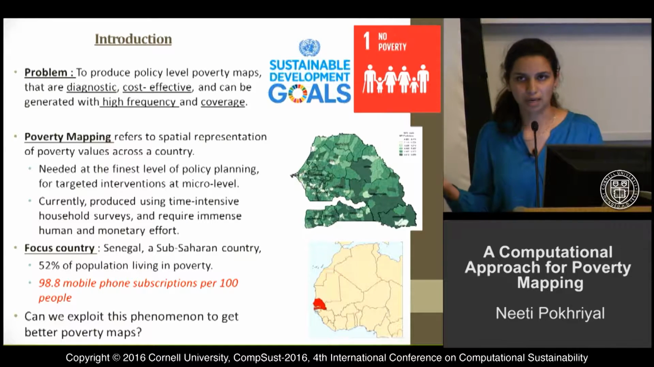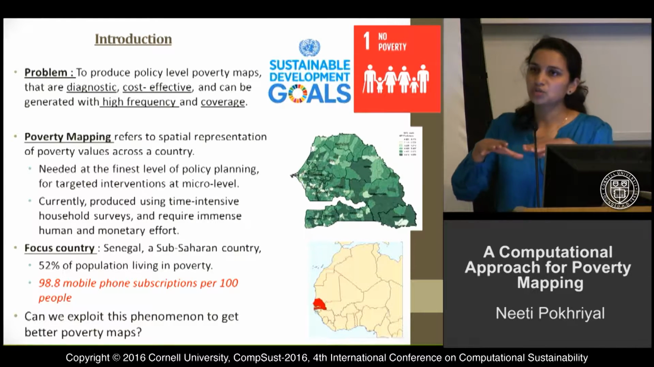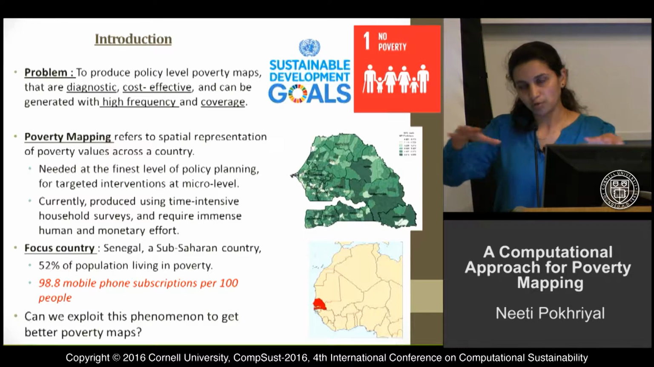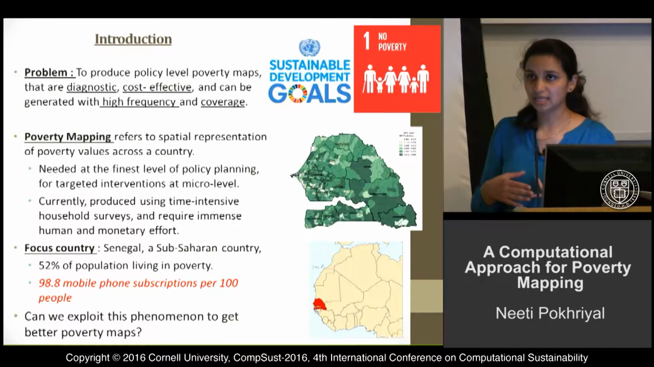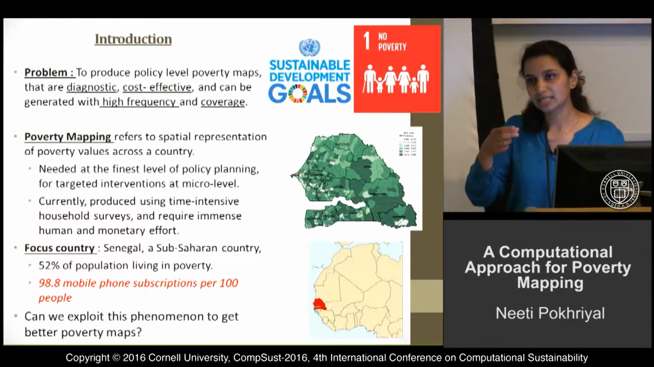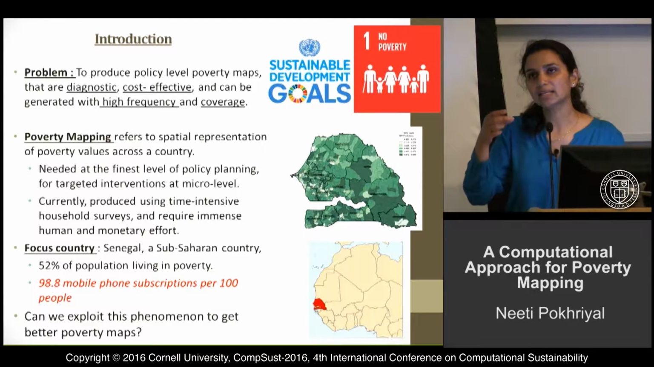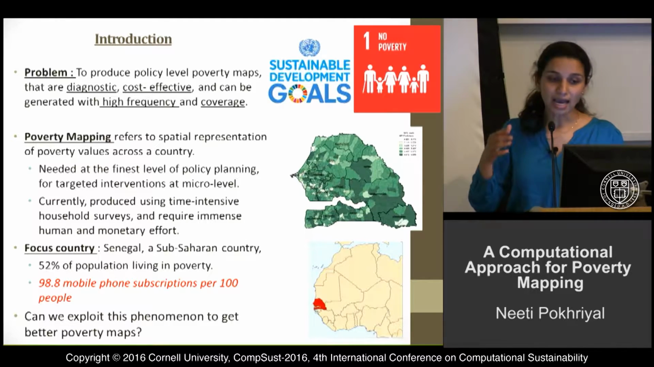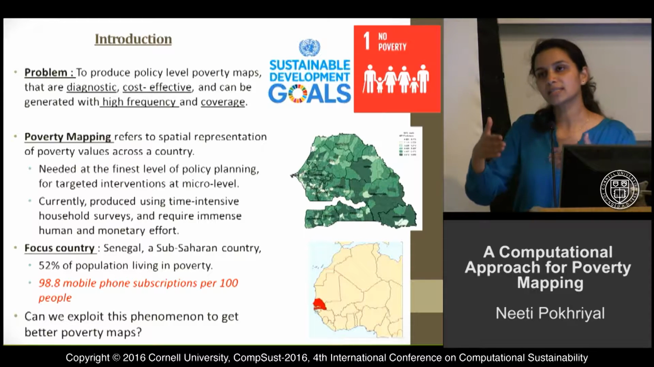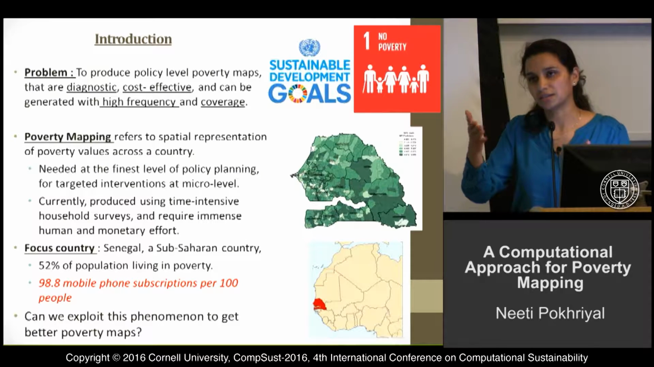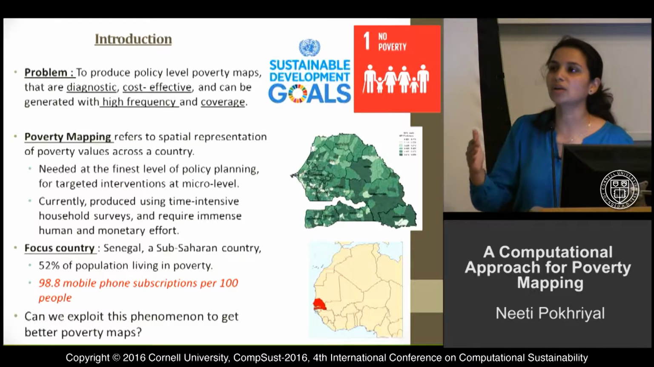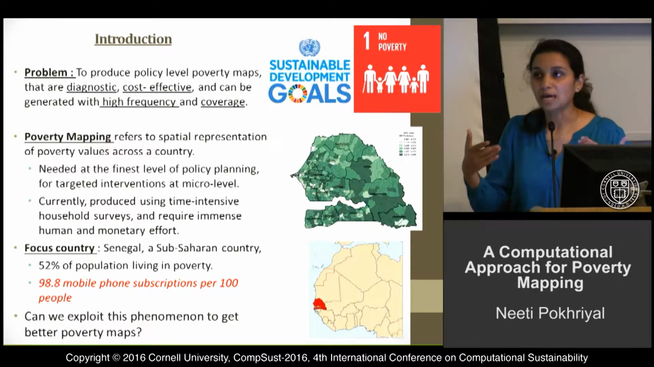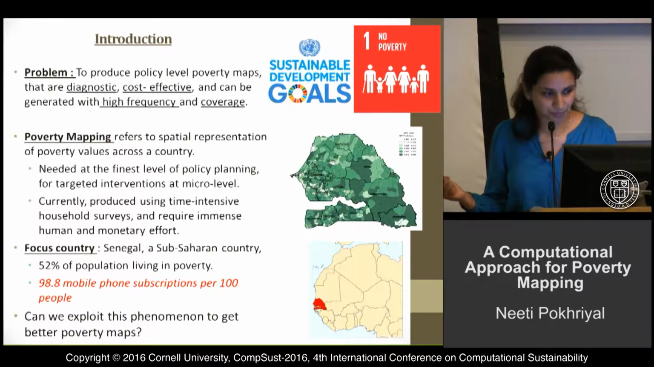So what is poverty mapping? Poverty mapping refers to spatial representation of poverty values across a country. What is needed in ideal conditions is a poverty map that is available at the finest level of policy planning, and also maps that are decomposed or disaggregated based on various factors like gender or ethnicity or urban-rural, so that targeted policies can be made for interventions.